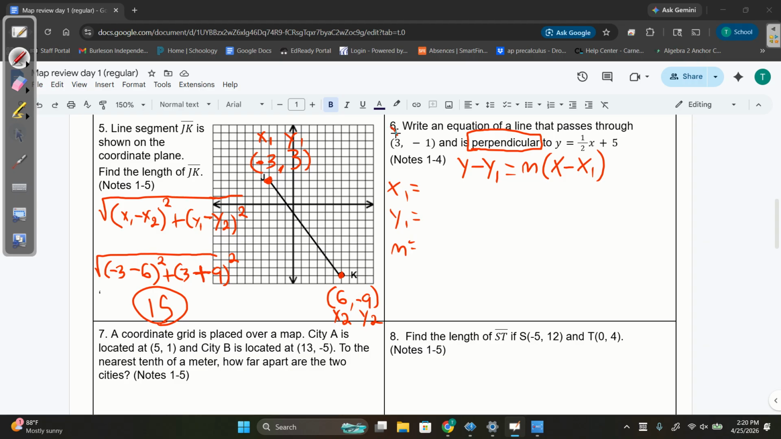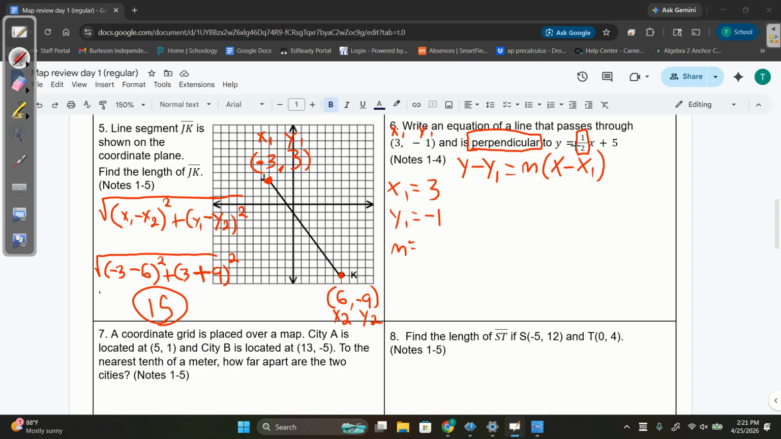x1 and y1 can be found in our coordinate point. So x1 would be 3, y1 would be negative 1. The slope is going to be found here in the original, but we have to be careful. Last time I was asking for a parallel slope, so we would use the same as the original equation. This time I'm asking for a perpendicular slope. Remember, perpendicular slopes are opposite and reciprocal.